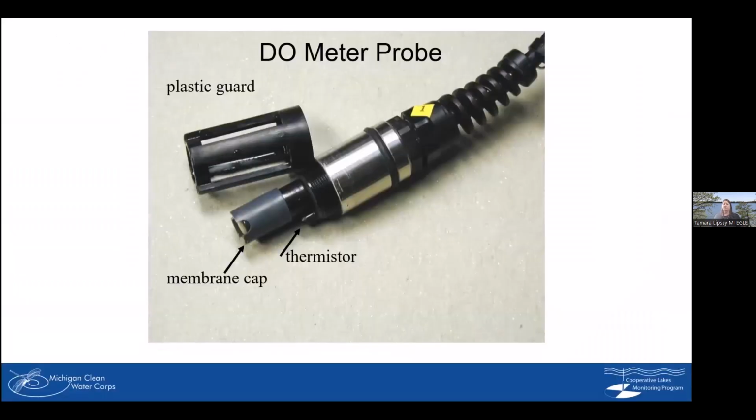This is a close-up of a probe. There's a plastic guard on the probe, which I'll talk about in just a second. And then there's a membrane cap that is what actually measures the dissolved oxygen as the water passes through. And then there's a little tiny silver nub that is called the thermistor, and that is where the temperature is measured.